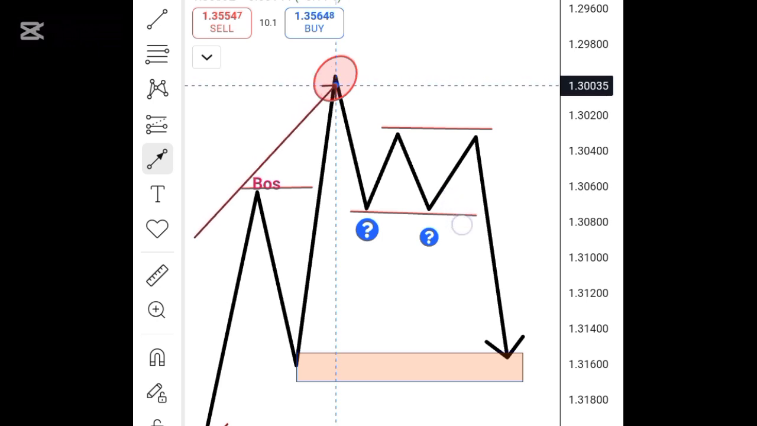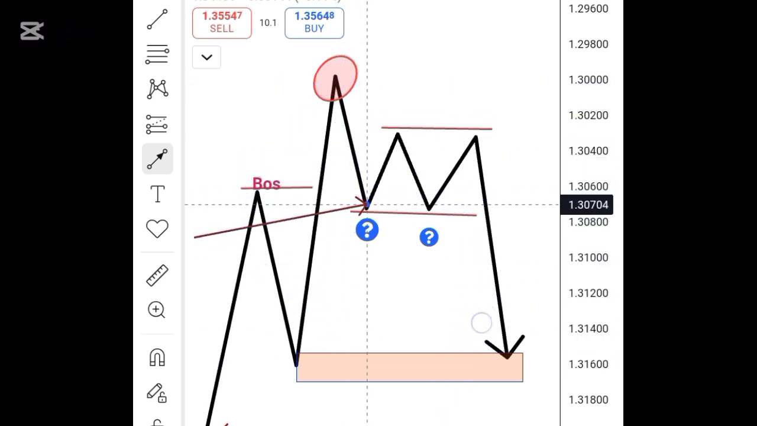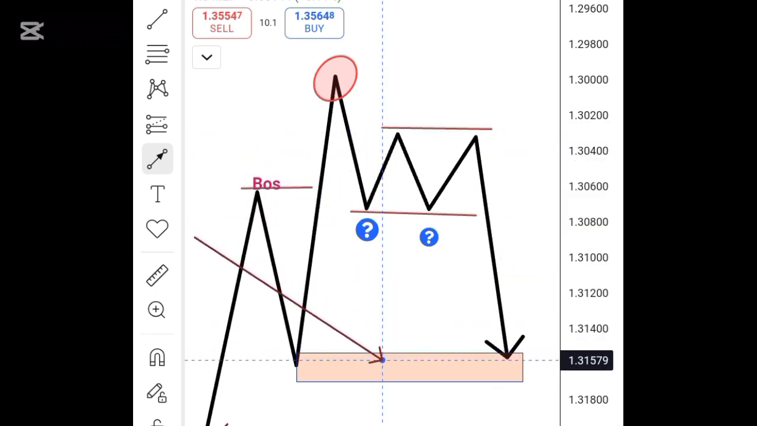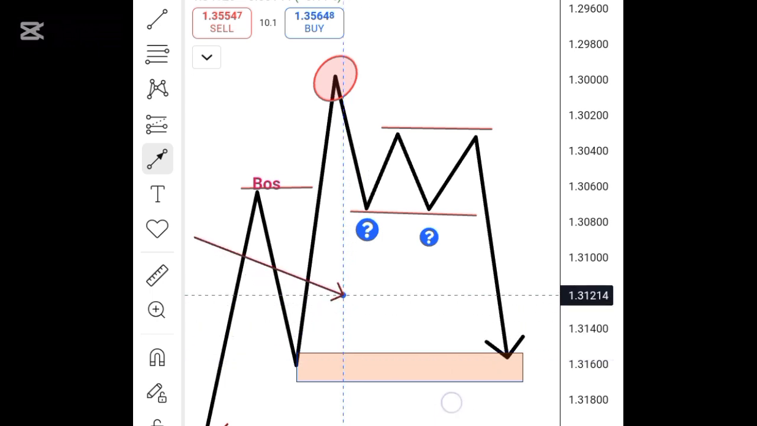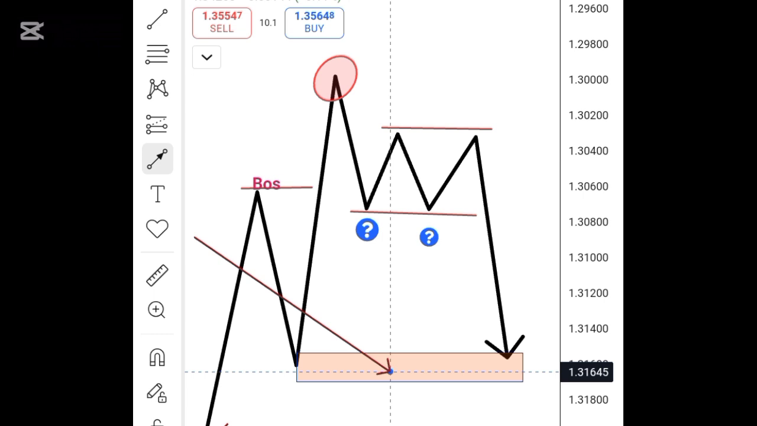But what happened? The market was trying to come to this zone. What happened is this market pushes back up. It wasn't able to come to this demand zone. This is an unmitigated demand zone. Make sure that your zone is a virgin zone. No market has entered the zone.